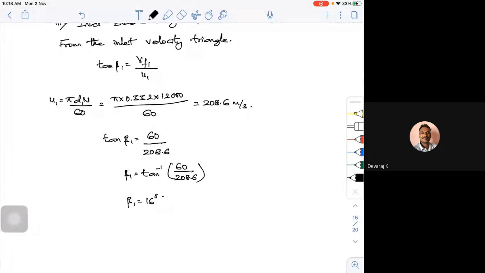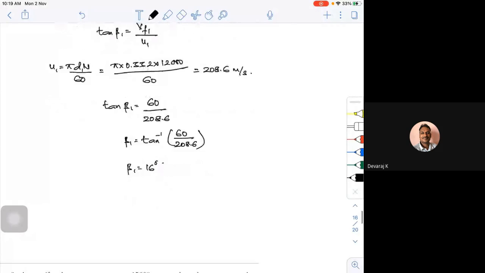Now, the second problem is very similar to your first problem. A little bit of variation is there, where in your exit velocity triangle, your beta 2 is less than 90. So you try to solve that problem, because the outlet blade angle is different. This is the second problem, and I want you people to try this problem.